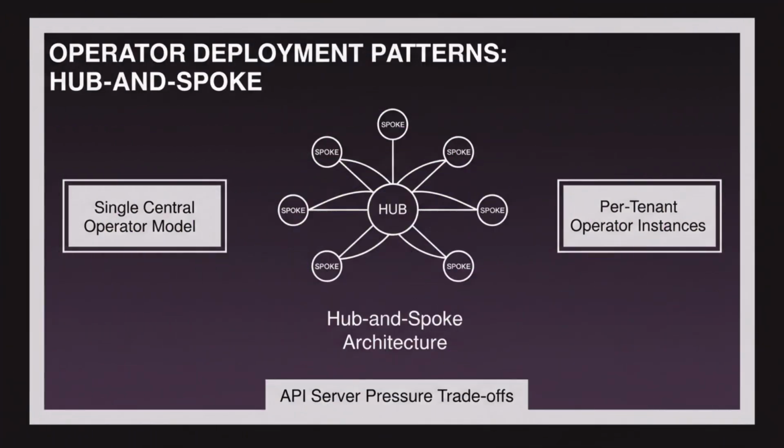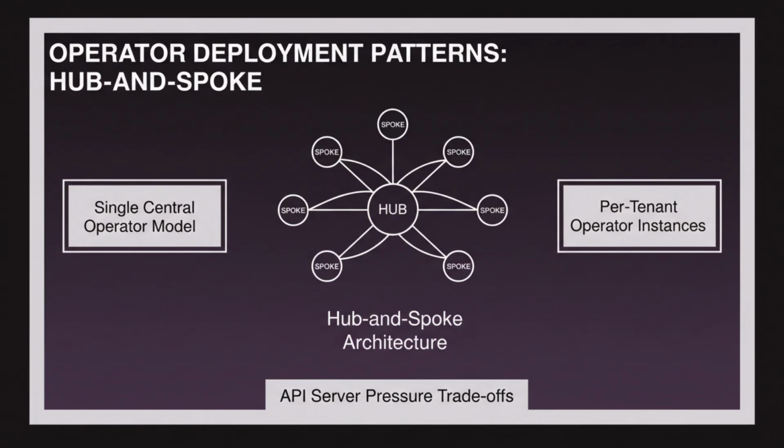Choosing the right deployment pattern is vital for scaling. The most common patterns are the single central operator and the per-tenant operator. In the single central operator model, a one-to-many relationship exists, where one controller watches all namespaces. This is efficient for resource usage, but creates a single point of failure and a high-privilege target.